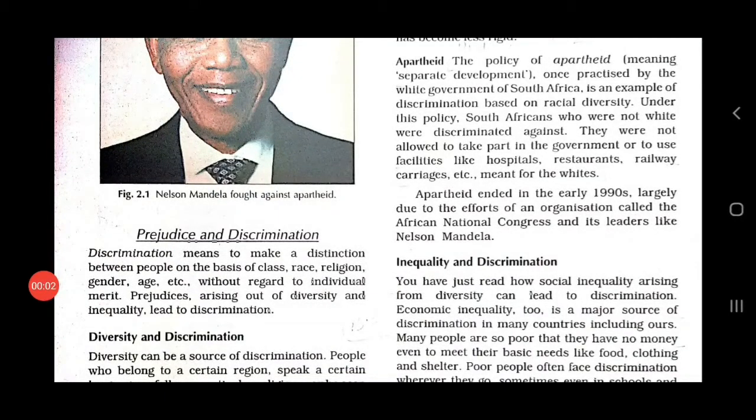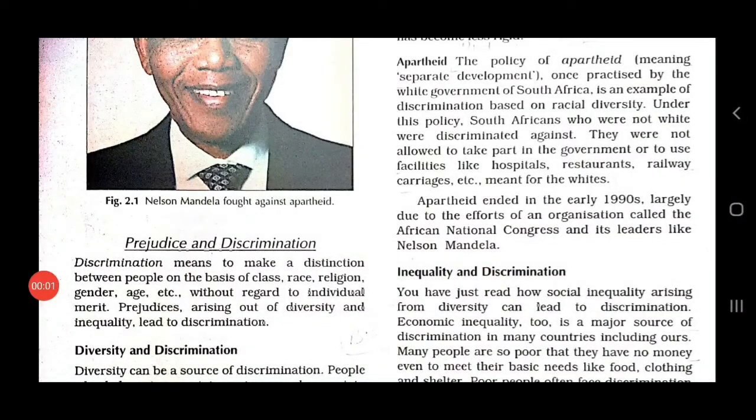Now, talking about apartheid. Under this topic, children, they have discussed an example of discrimination which is based on racial diversity. They are telling that the policy of apartheid, that means separate development, once practiced by the white government of South Africa, is an example of discrimination based on racial diversity. Apartheid means separate development, and it was once practiced by the white government of South Africa.